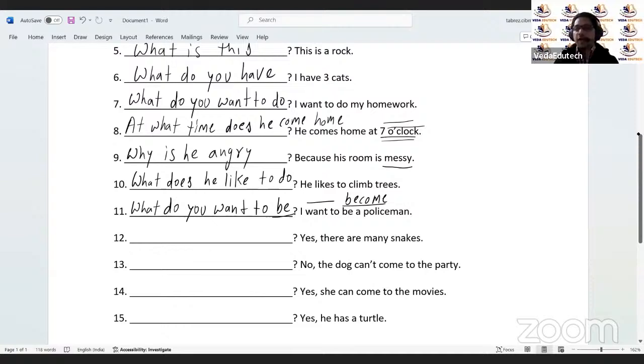I want to become a policeman. This is also okay. I want to be a policeman. This is also okay. Okay.